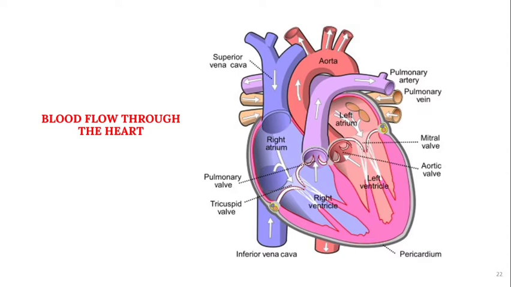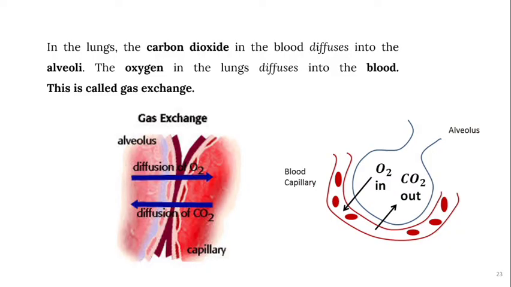to get oxygen. So the oxygenated blood from the lungs goes through the pulmonary vein into the left atrium. It then passes through the mitral valve into the left ventricle. Then from there, it goes through the aortic valve into the aorta, which is transported by the arteries throughout the body. So in the lungs, the carbon dioxide in the blood diffuses into the alveoli. The oxygen in the lungs diffuses into the blood.